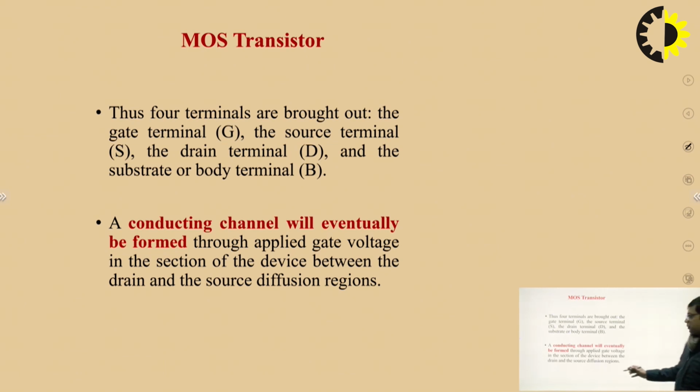Okay, so as I just told you, there is no physical channel, but we know that to make the current flow in a MOSFET, a channel must be there. So in enhancement type MOSFET, the channel is created through applied gate voltage.